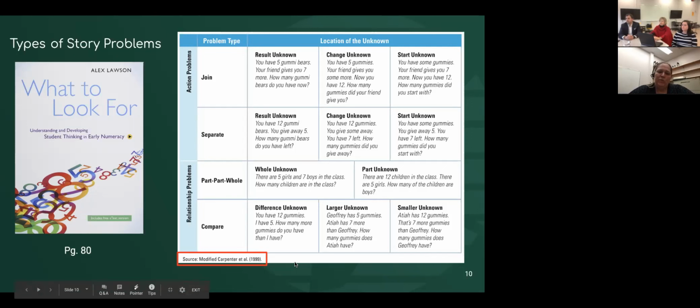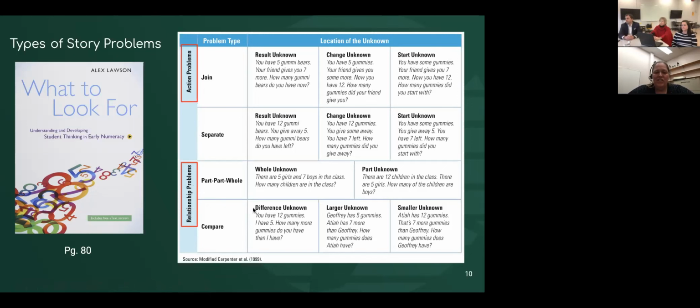The way he categorized problems was largely by how students would think about these problems. If you count them up, there are actually 11 different additive problem types that he identified. There are two main categories of problem types: action problems and relationship problems. The two action problems are either join or separate, and the two relationship problems are either part-whole or compare.